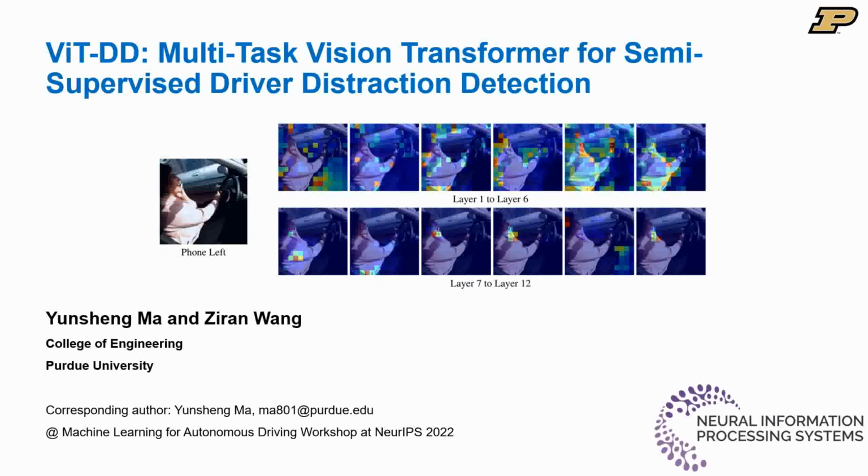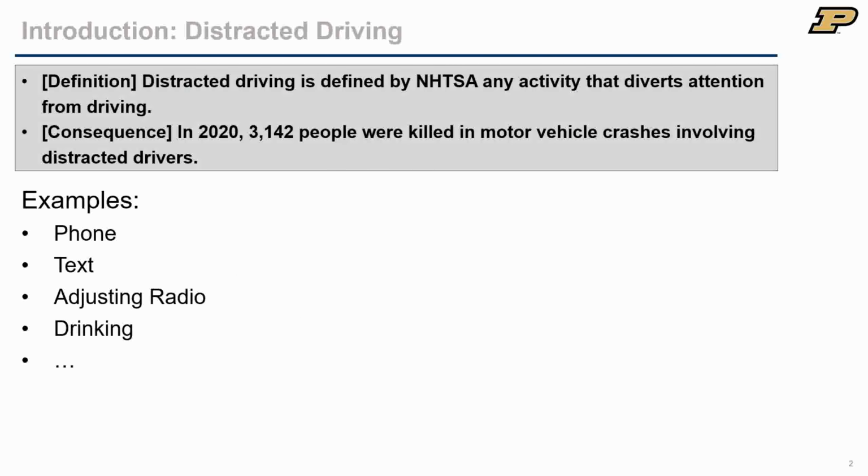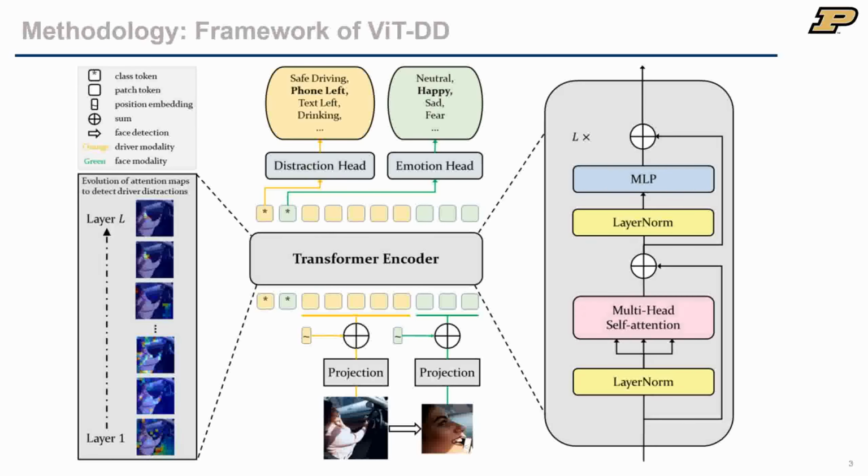Hello everyone, my name is Yunsheng Ma. Today I'm going to present our work on multitask vision transformer for semi-supervised driver distraction detection. Driver distraction detection is an important computer vision problem that can play a significant role in enhancing traffic safety and reducing traffic accidents. In this paper, we propose a multimodal vision transformer called VITDD to exploit inductive information contained in the training signals of both emotion recognition and distraction detection.